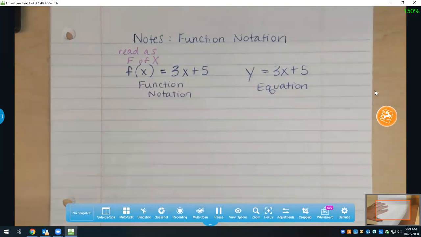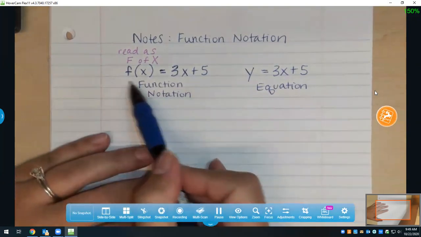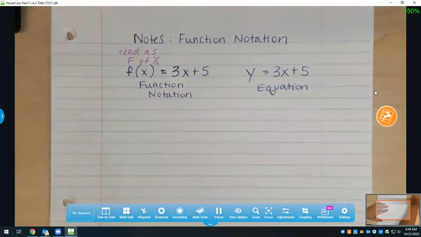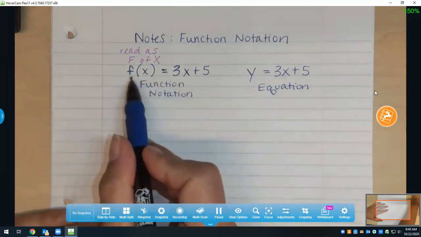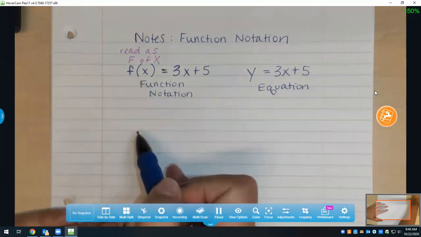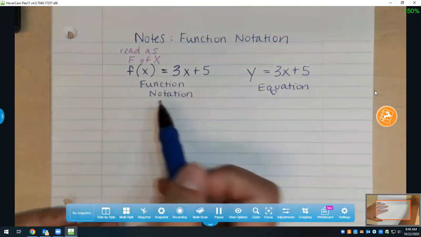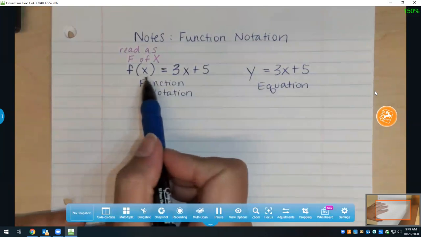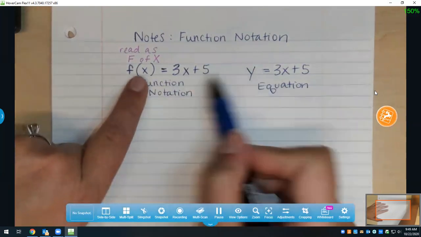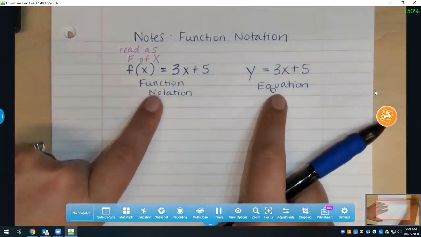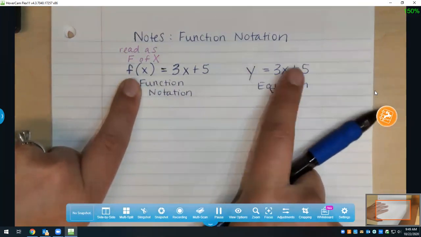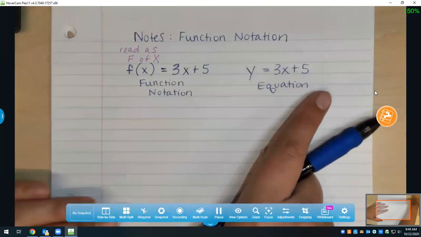So function notation, think of it as, in a sense, a way to name functions. So you could have f of x, we'll see other letters, g of x, h of x. This is just a way, when we're working with multiple functions, to name our equations instead of just having y over and over again. But this idea that these are equivalent, these are the same exact thing, only one is written in function notation and the other one is just our y equals equation.